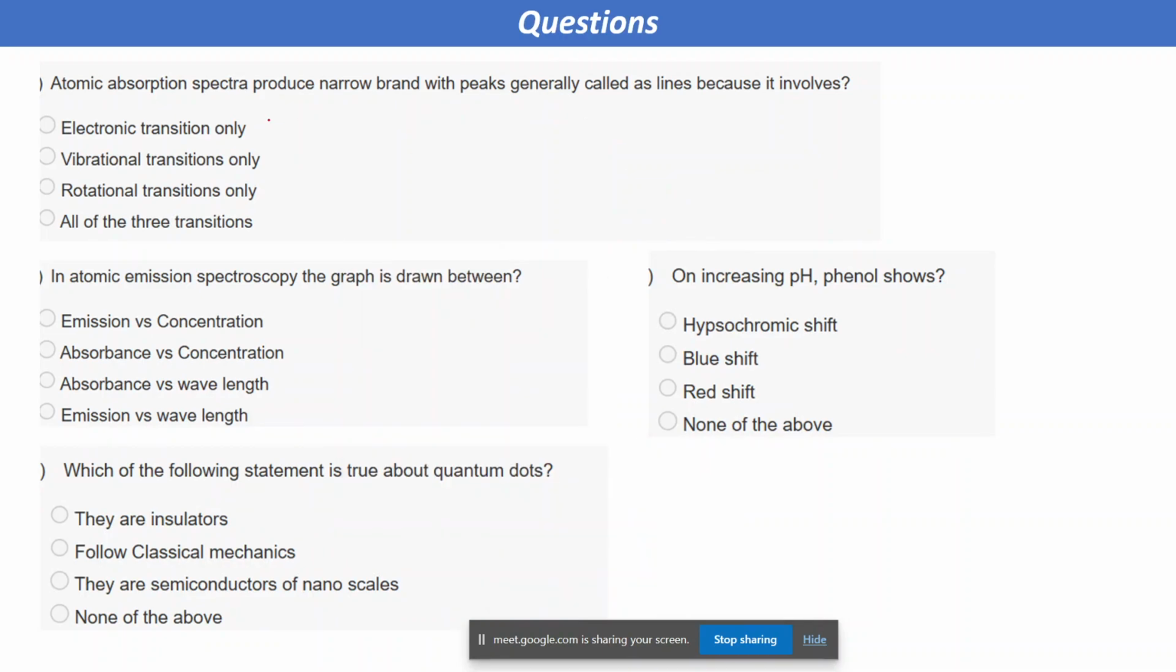Now the next question is: atomic absorption spectra produce narrow bands with peaks, generally called lines, because it involves electronic transition, vibrational transition, rotational transition, or all three transitions? We are talking about atomic absorption spectroscopy. Electronic only. Correct. It will be electronic transition only.